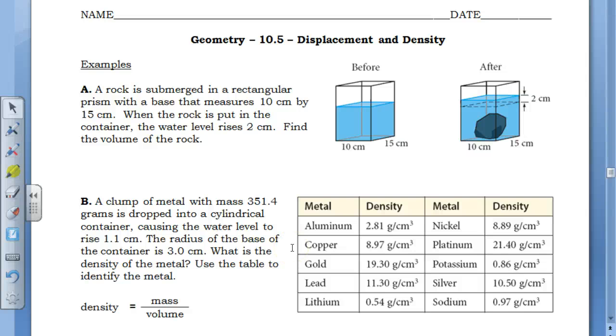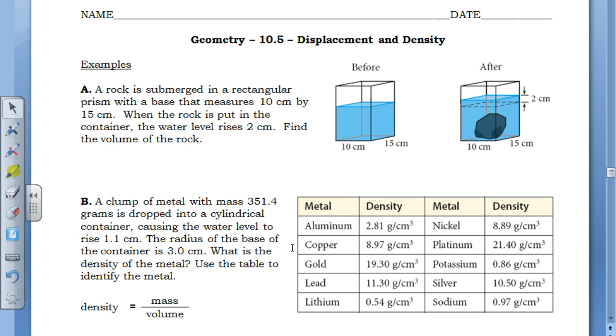This is Geometry Lesson 10.5, Density and Displacement. So the first thing we're going to talk about is displacement. We have formulas for all of these different solids that are pretty regular, like rectangular, cylindrical, triangular. But if you had a rock or any other odd-shaped object and wanted to find its volume, we have a method called displacement.